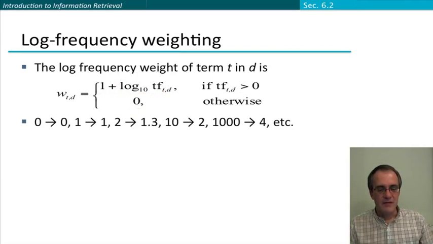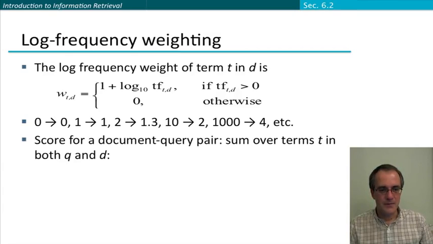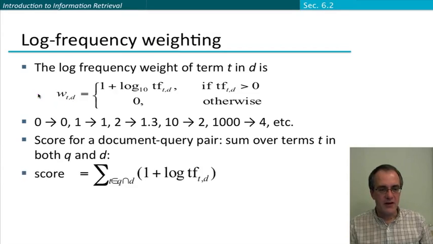So that means that, if we use base 10 logarithms as here, you can see how we're getting this less than linear growth. If a word occurs twice in a document, it gets a weight of 1.3, a little more. If it occurs 10 times, it gets a weight of 2, 1,000 times a weight of 4, and so on. So in order to score a document query pair, we're just going to sum over these terms for each word in the query and the document.